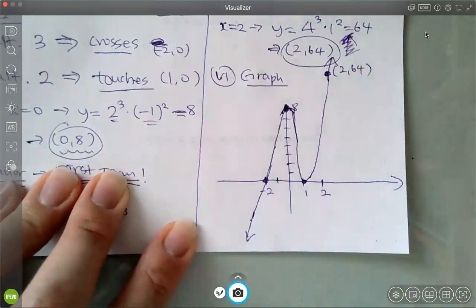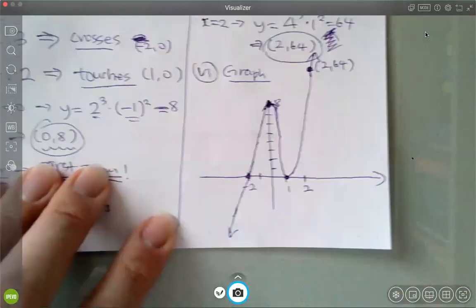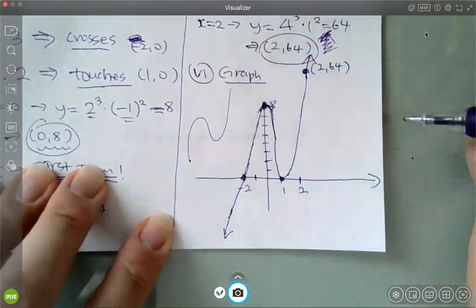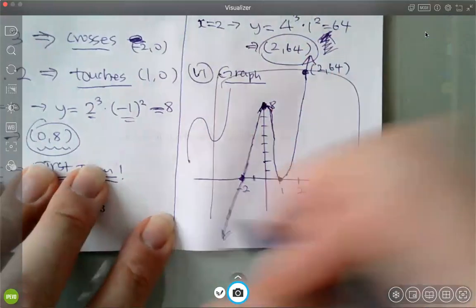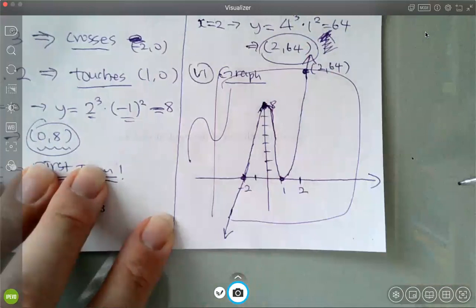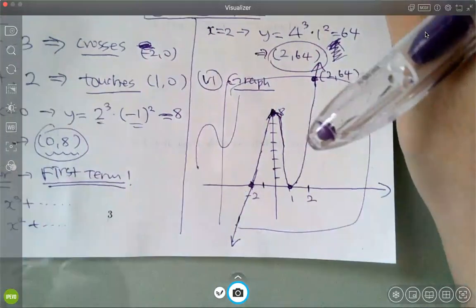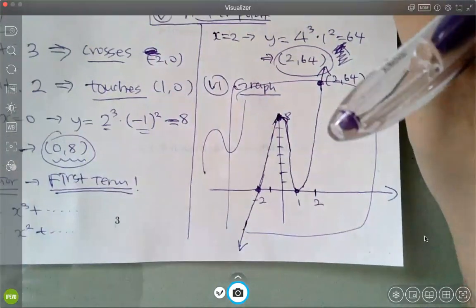Okay, so in short, how does the graph look? It's this, right? Okay, which is the cubic function graph. Okay, so that is A, and now B.